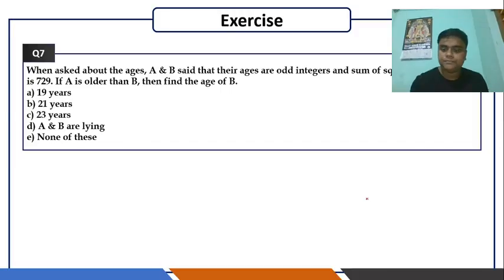So now try to solve the problem. The question is, when asked about the ages, A and B said that their ages are odd integers and sum of square of their ages is 729. If A is older than B, find out the age of B. The part of the question which is behind my photo is the sum of square of the ages. I'll wait for 30 more seconds. Till then you can comment it in the comment box.